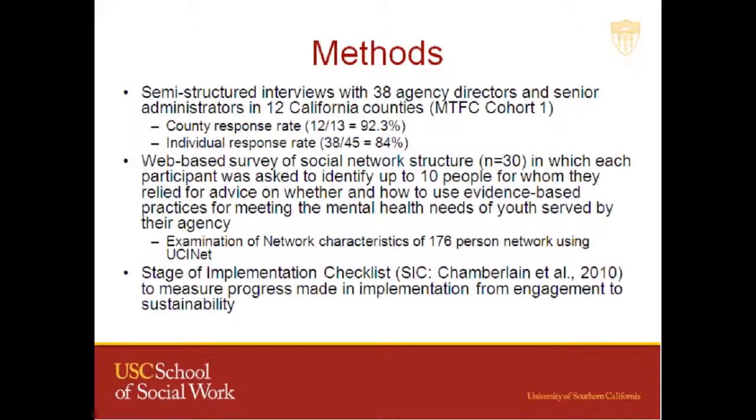We then followed up those interviews with an invitation to participate in a web-based survey of social network structure. And 30 of the 38 people who were interviewed agreed to identify up to 10 people that they routinely go to for information and advice on how to use evidence-based practices. That ended up producing a network or collection of 176 individuals who were identified by these 30 participants.